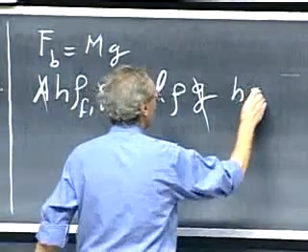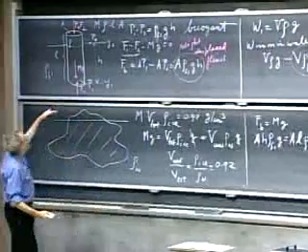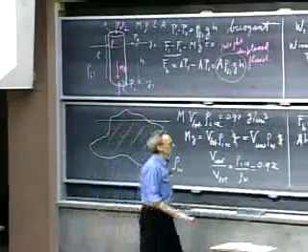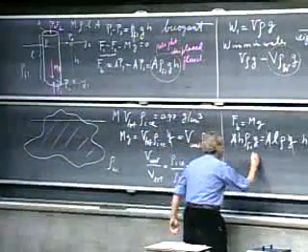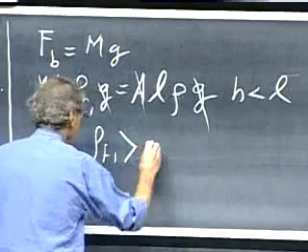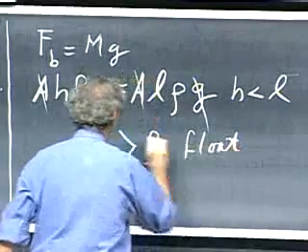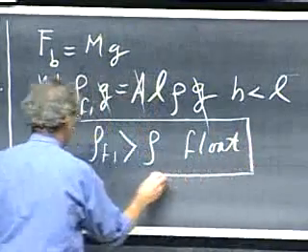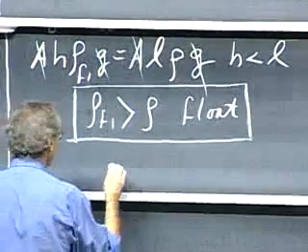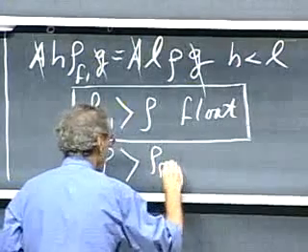h must be less than L, otherwise it wouldn't be floating, right? The part below the water has to be smaller than the length of the cylinder. And if h is less than L, that means that the density of the fluid must be larger than the density of the object. And this is a necessary condition for floating. And therefore, if an object sinks, then the density of the object is larger than the density of the fluid.